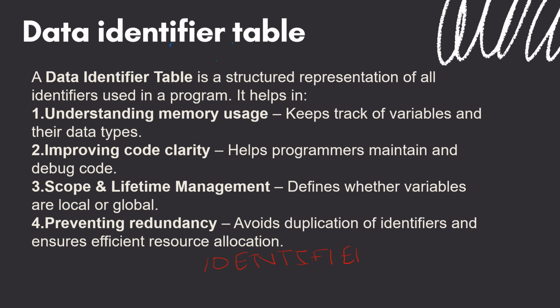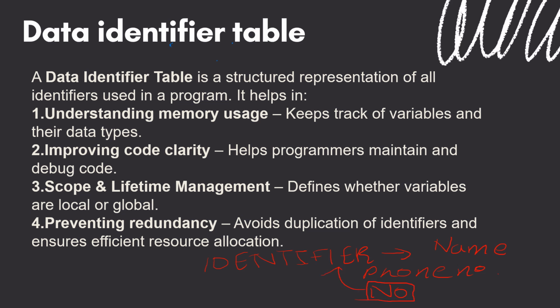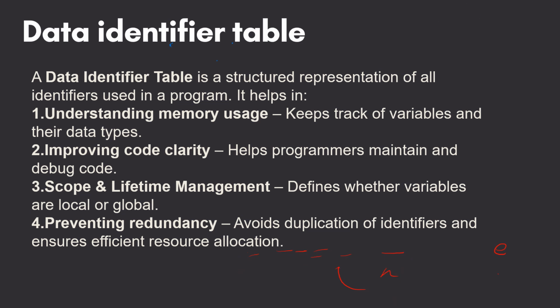For example, if you are storing name, then its identifier will be name. All right. If you're storing, let's say, a phone number, so you can simply say a number is the identifier for that particular variable. So let's look into what a data identifier table should contain.